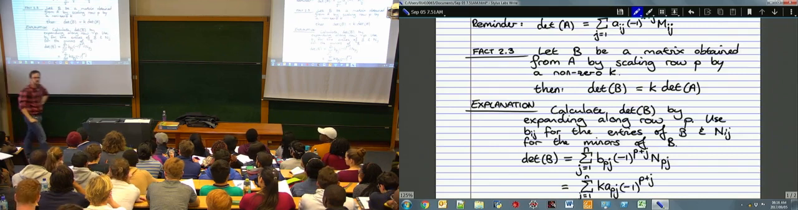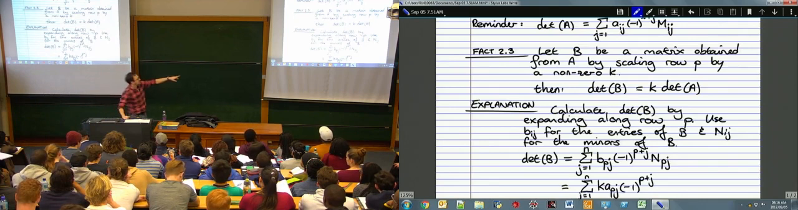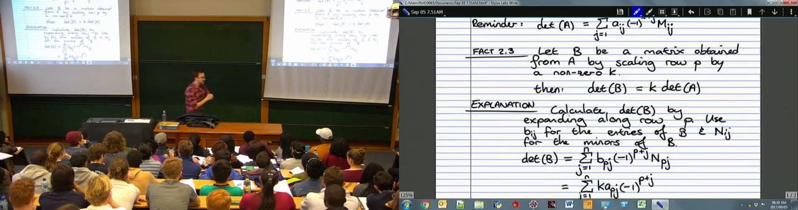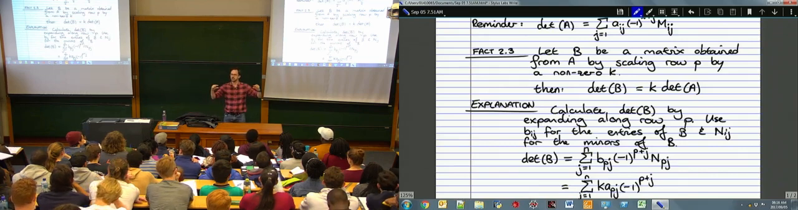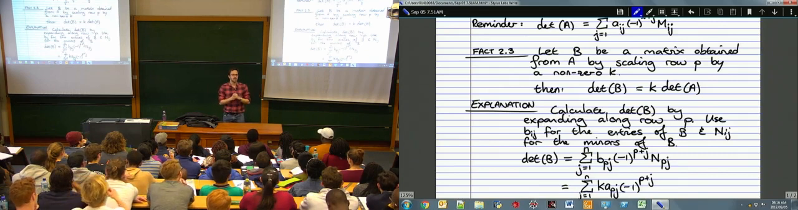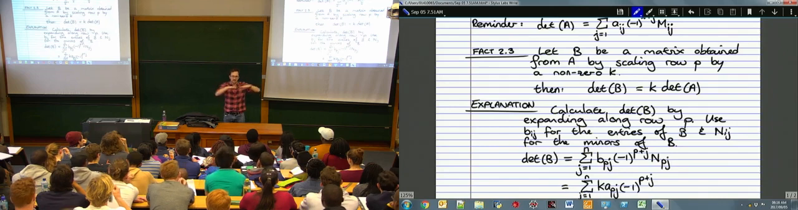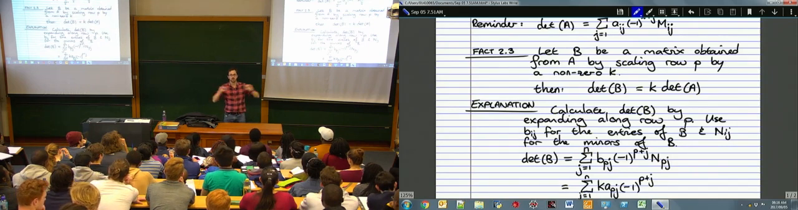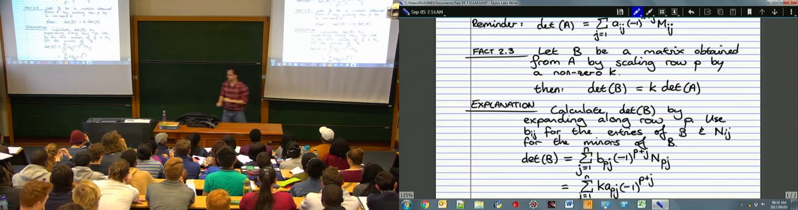That's exactly right. Okay, so the suggestion is that npj and mpj must be exactly the same, and the reason for this is the only change we've made is in the p-th row, we've scaled the p-th row by the constant k. When you calculate the minors in the p-th row, you delete that row for calculating the minors. So all the other entries in A and B are exactly the same. So the minors in that row agree. The minors in the other rows don't agree, but the minors in this row do agree.